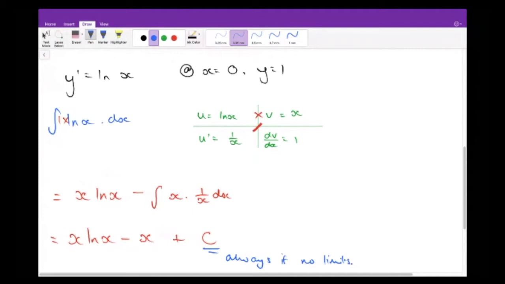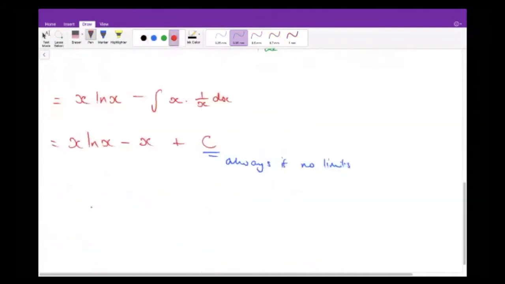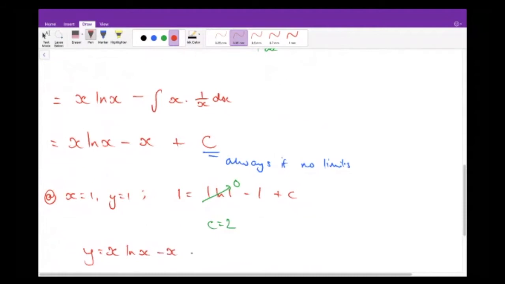Let's change this value of x to 1, and we can find c the same way. At x equals 1, y equals 1. So this becomes 1 equals 1 ln 1 minus 1 plus c. Well, ln of 1 is 0, so c equals 2. So we can say, finally, y equals x ln x minus x plus 2.